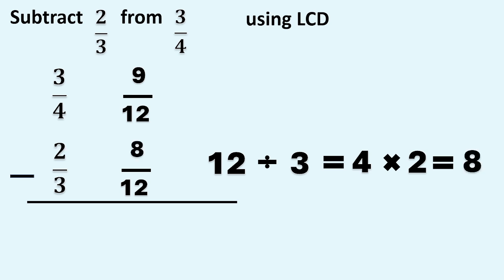Now, we are going to subtract 9 minus 8 equals 1. Then copy the denominator 12. So the answer is 1/12.